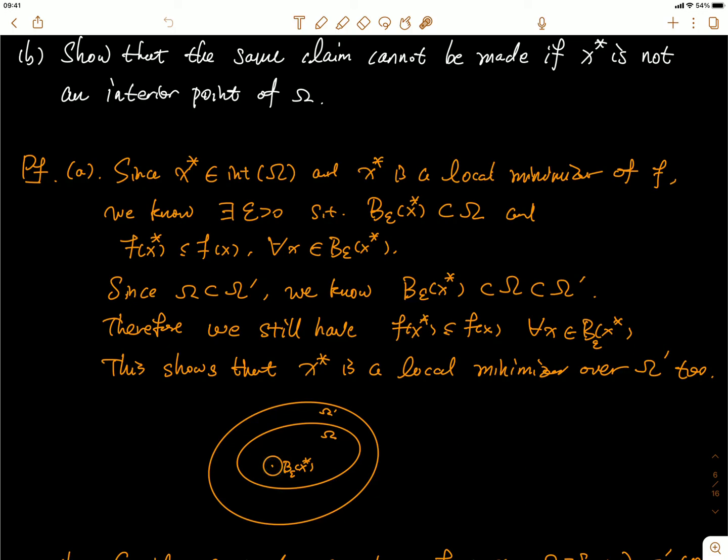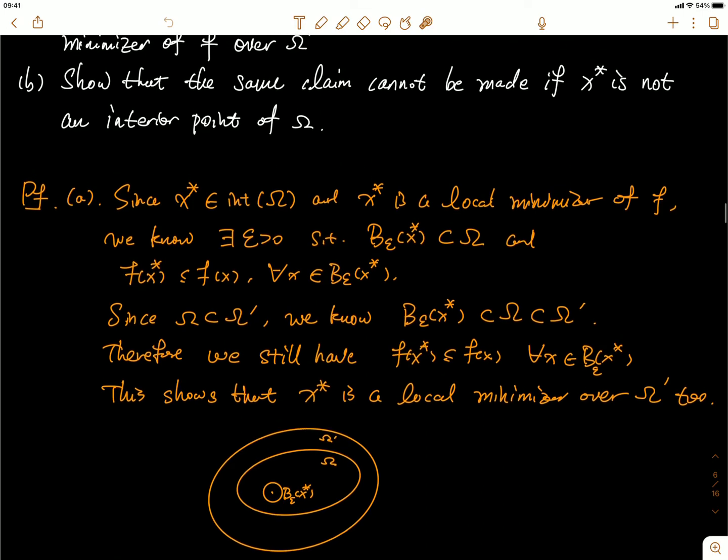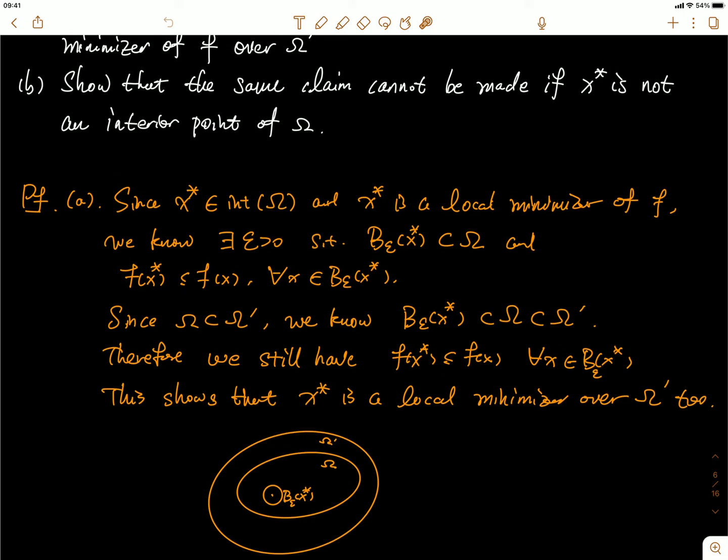Okay, so now you can see that if I enlarge this omega to omega prime, this neighborhood is still completely inside the omega prime, because it is completely inside the omega. So that means x star is an interior point. And also x star takes the smallest function value in its neighborhood. So that means x star is still a local minimum of f, and this implies that x star is also a local minimizer of f over the larger set omega prime.